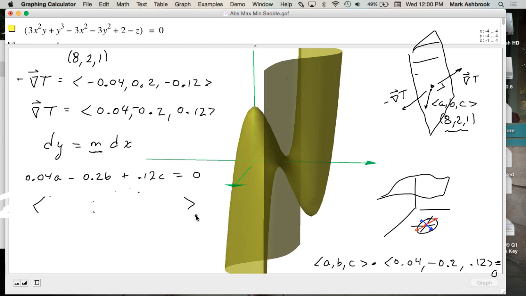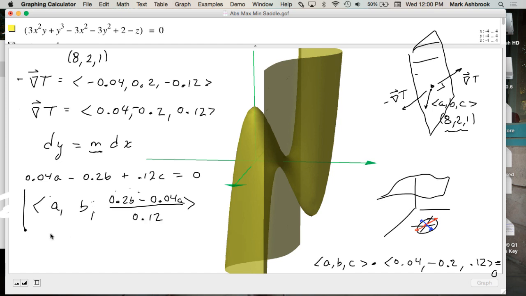You know what that means, degrees of freedom? You can choose how many of these variables to be anything you want. 2, right? You can choose A to be anything you want, and then B to be anything you want, but once you choose your A and B, then C is determined, right? So C would be 0.2b minus 0.04a divided by 0.12.